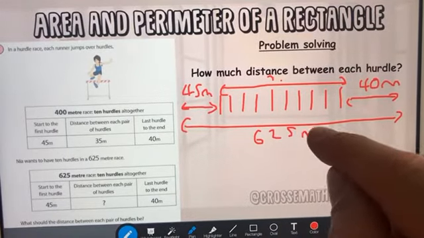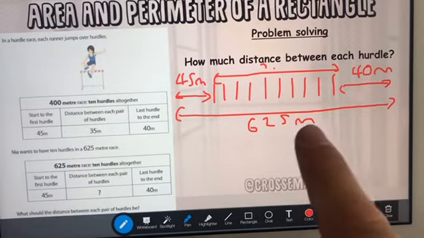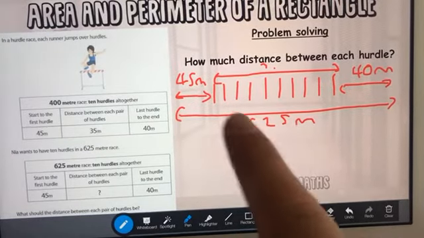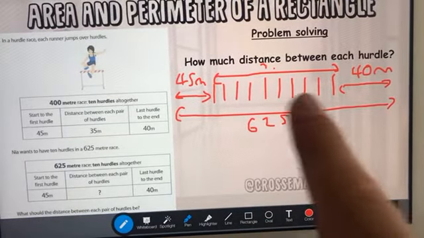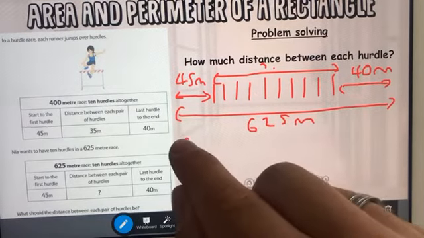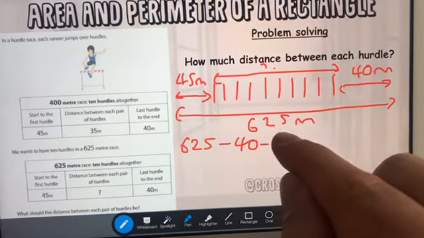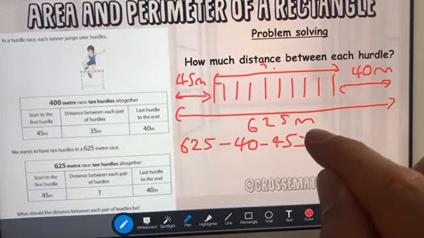And they didn't give you a picture. It's really important to draw one. You'll see why now. Now, 625 meters is the whole thing. I don't really want these two end distances, to be honest, to work out the distance in between each one. So I'm going to take them off. I got 625, take away 40, take away 45, leaves me with 540 meters.